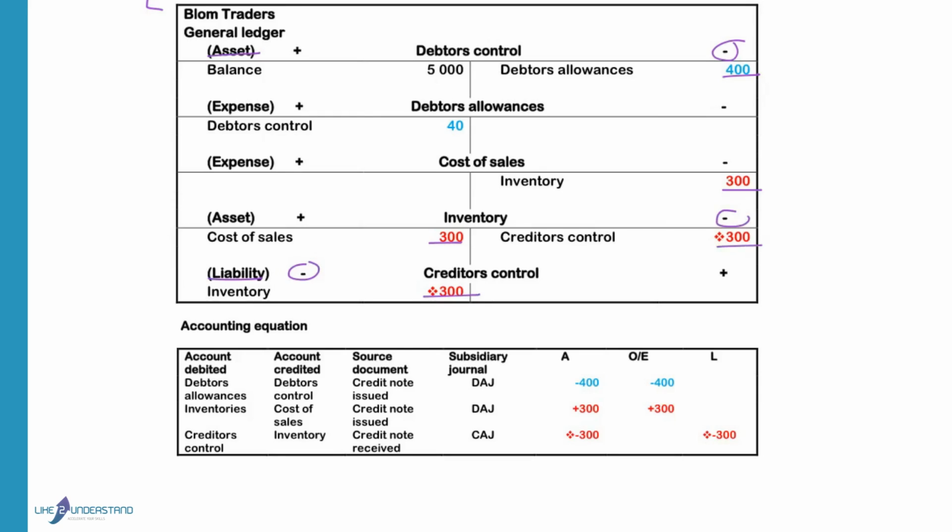Debtors allowances is debited to decrease the profits. Debtors control is credited to reduce assets. Inventory is debited to increase assets with a cost price. Cost of sales is credited to reduce the expense, and if expenses reduce, profits increase. Creditors control is debited to decrease the liability, and inventory is credited to reduce the asset.